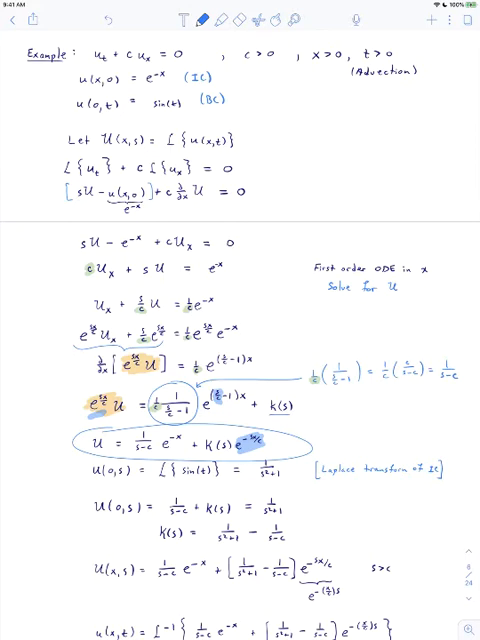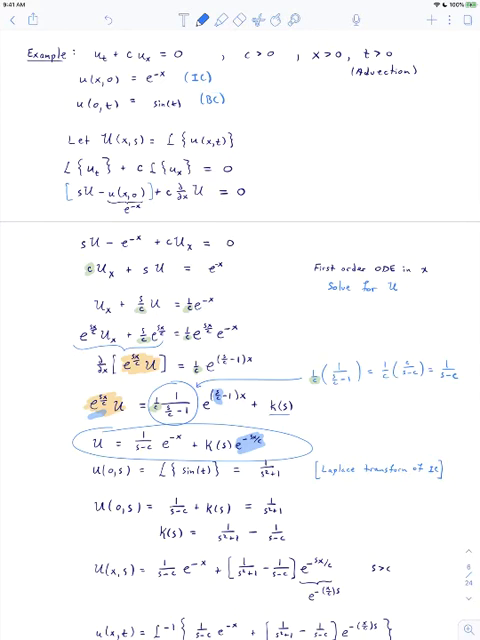How do we figure out what that is? Well, that's what our other condition is for. We have a boundary condition that will tell us what that is. So let's look at this boundary condition right there. So u at 0, t is equal to sine of t.